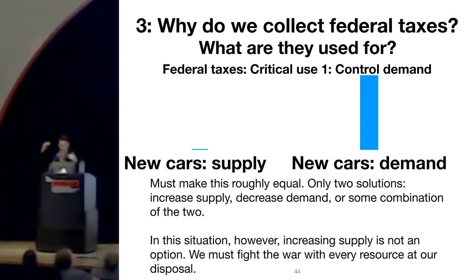So we had a lot of new people that wanted new cars, and we had no new cars to offer them. We must make these roughly equal or we're going to have a big problem. The only two solutions are to either increase supply or decrease demand, or some combination of the two. In this situation, however, increasing supply is simply not an option. We have decided that fighting the war is the only thing that matters. So therefore, we must decrease demand.